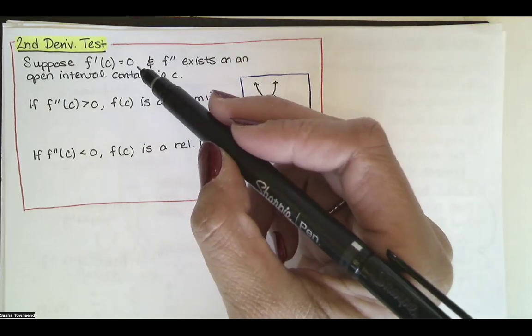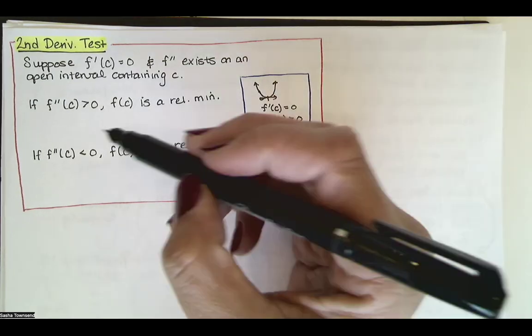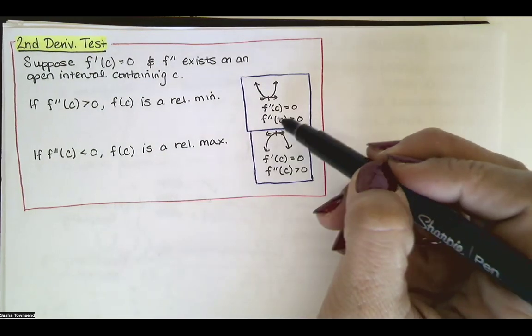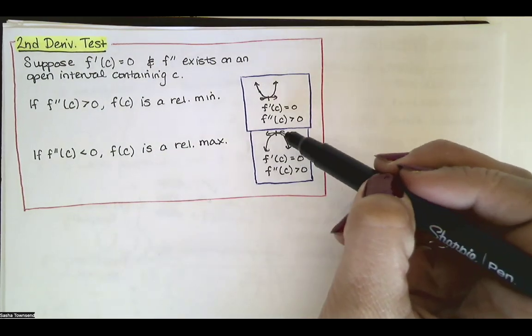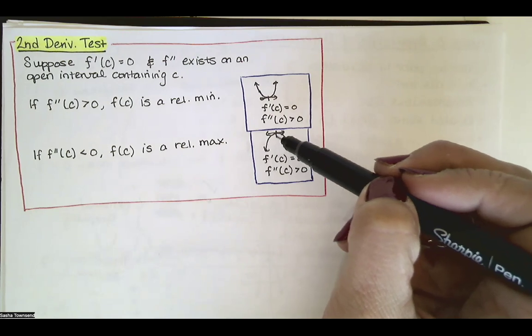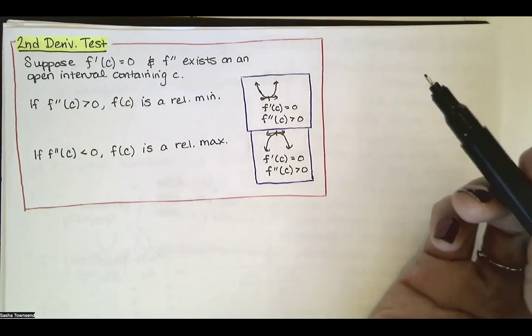Now, if f prime of c is equal to 0 and f double prime is negative, well, we know the graph is concave downward and the derivative is 0. So we must be at a relative max. So that's the second derivative test.